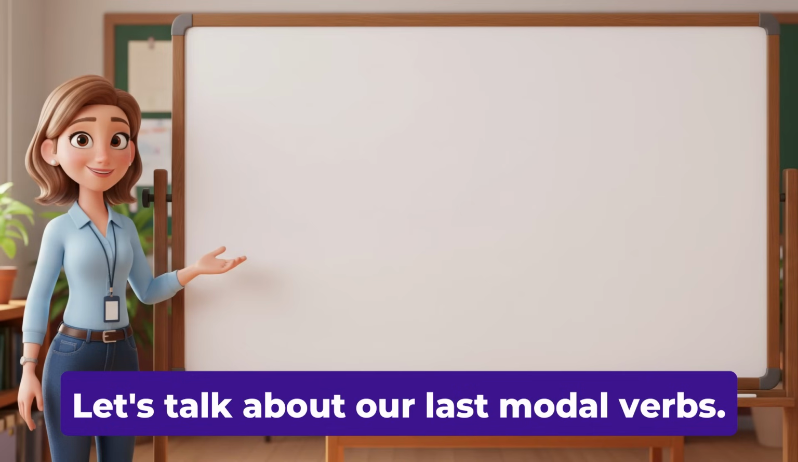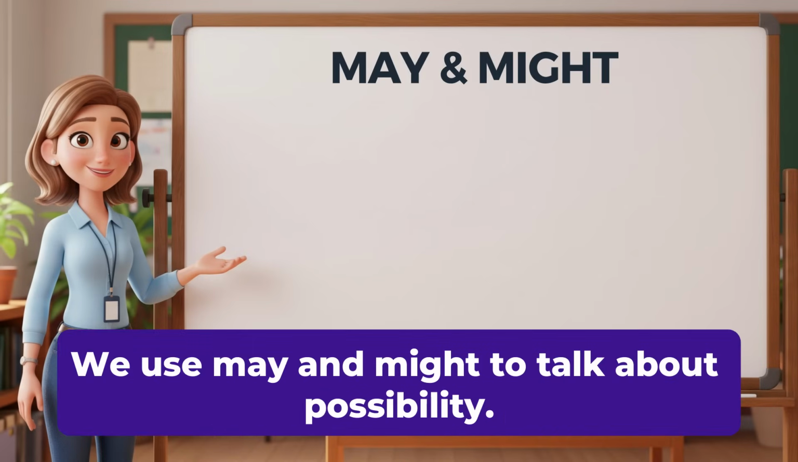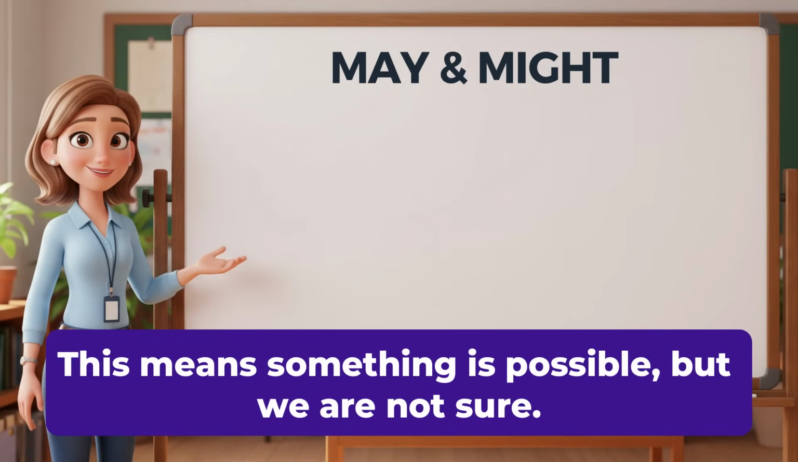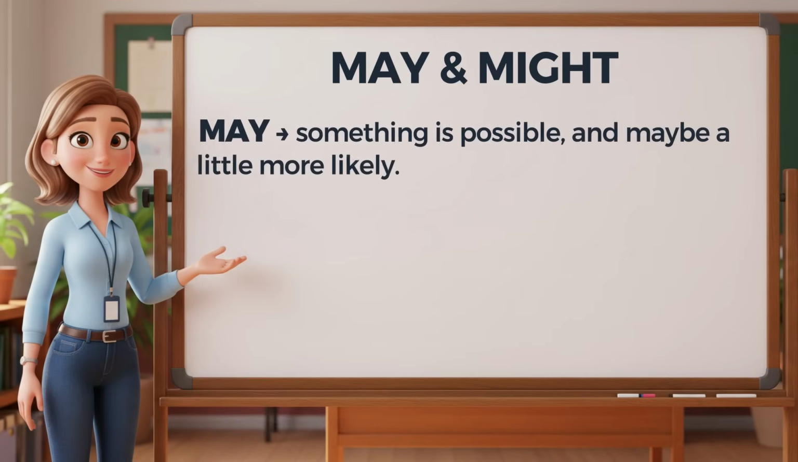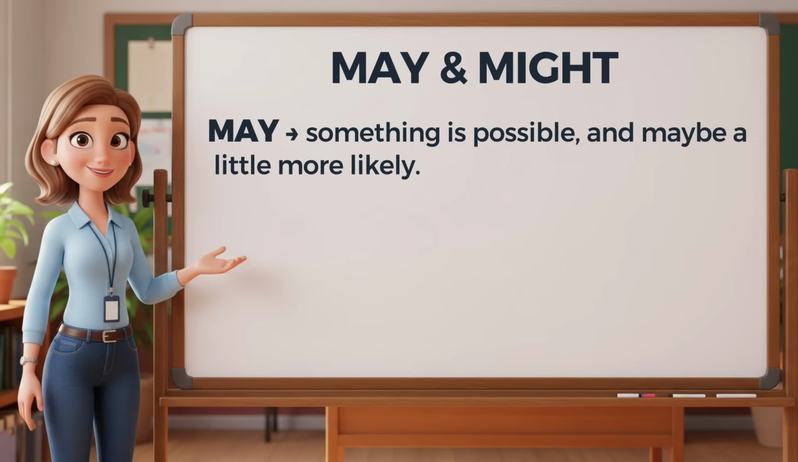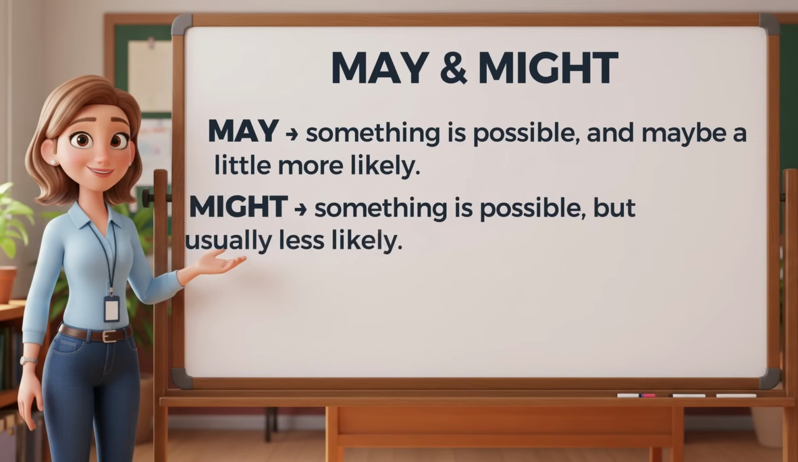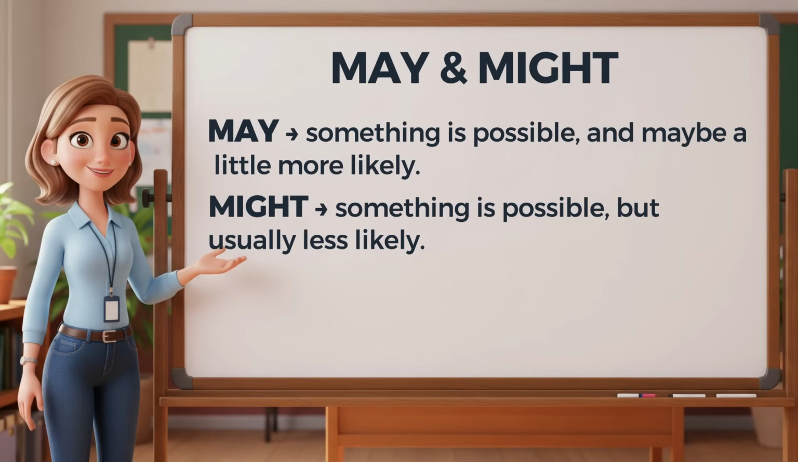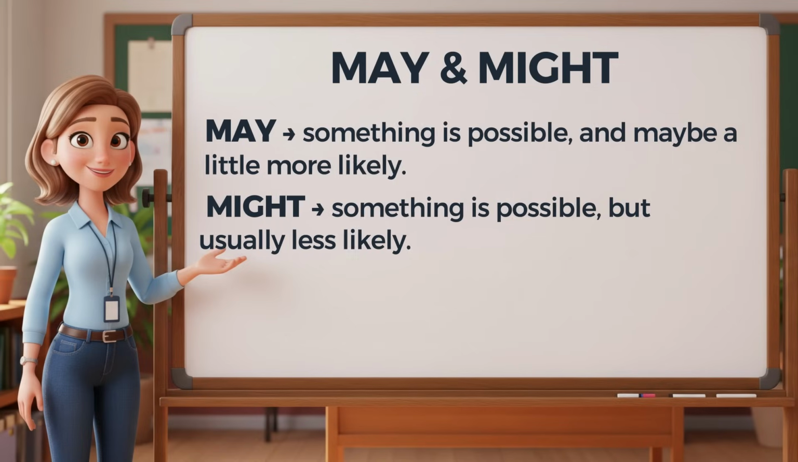Let's talk about our last modal verbs, may and might. We use may and might to talk about possibility. This means something is possible, but we are not sure. May means something is possible and may be more likely. Might means something is possible, but usually less likely.